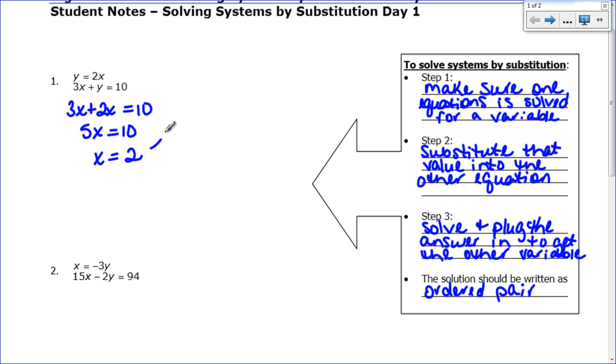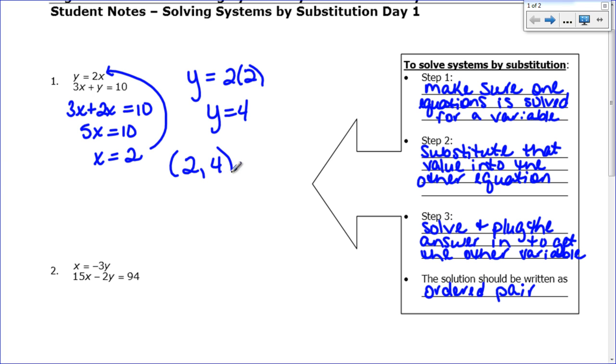So I'm going to plug this back into here. So I'm going to do y is equal to 2 times 2, because that's what x equals, and so I get that y is equal to 4. So my ordered pair solution for this system is (2, 4), which tells me that if I graph these two equations, they are going to intersect at the point (2, 4).